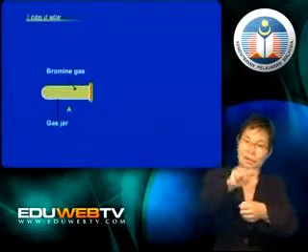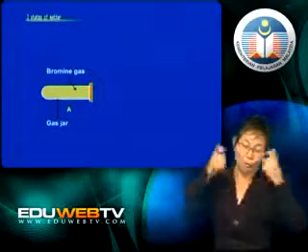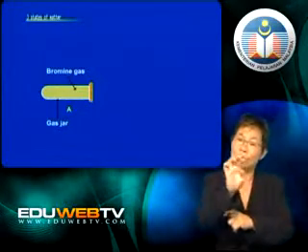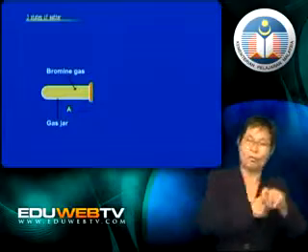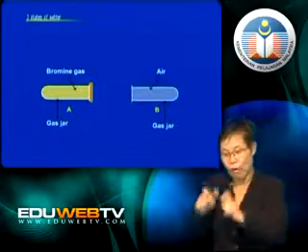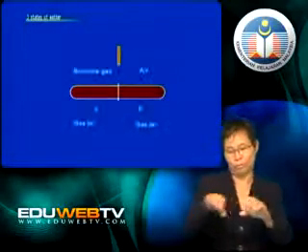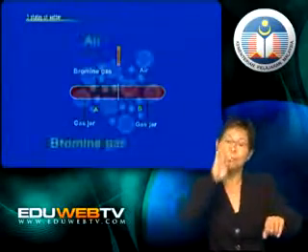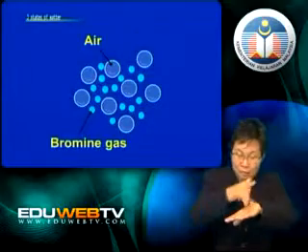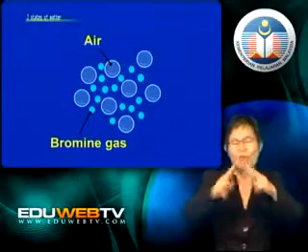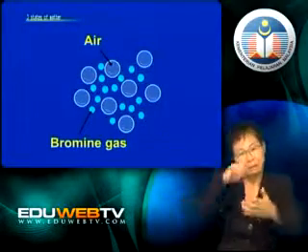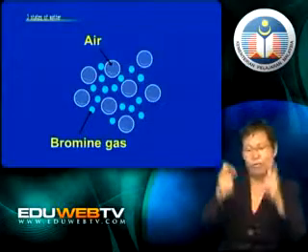In gases, the rate of diffusion is the fastest. The bromine gas spreads quickly from gas jar A into gas jar B. In seconds, both the gas jars have turned reddish brown. The spaces between particles in gases are very far apart. Thus, diffusion takes place quickly.